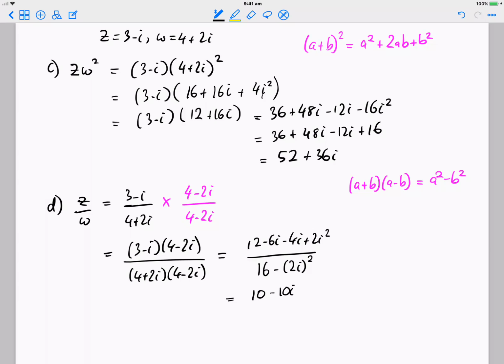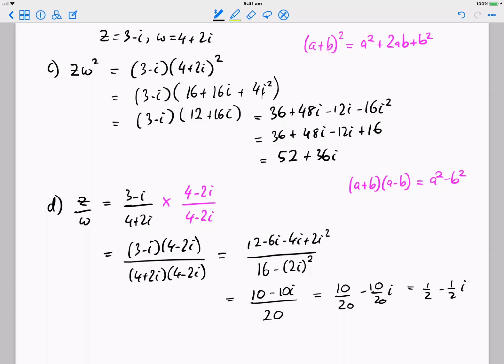And then minus 10i. On the bottom, (2i) all squared is 4i squared, which is negative 4. So really you get 16 plus 4, which is 20. And so this can be written as 10 on 20 minus 10 on 20 i, or in other words, a half minus a half i. So that's the trick for dividing complex numbers.